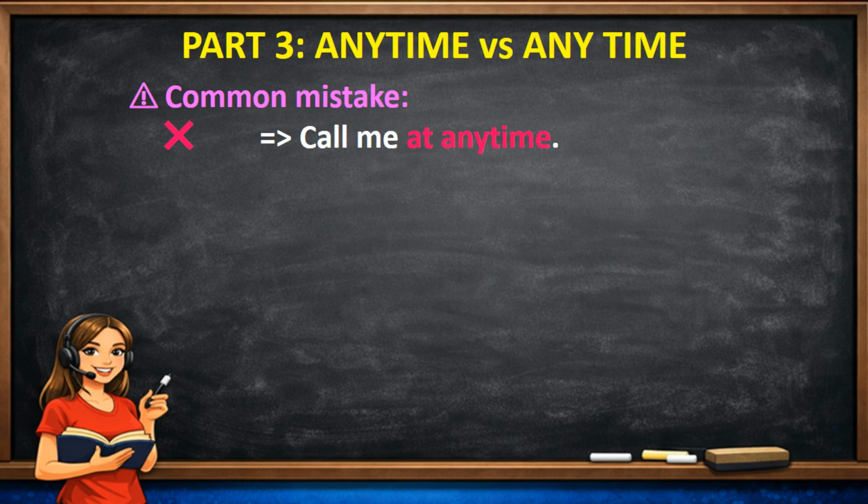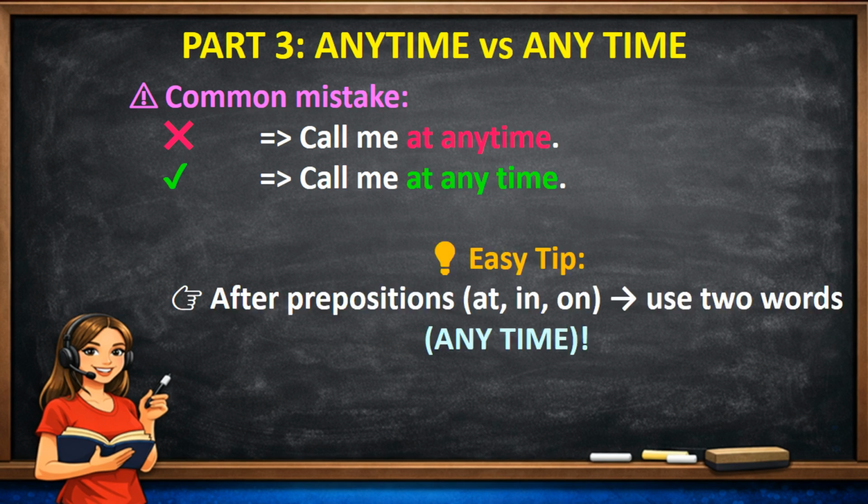Common mistake to avoid. Incorrect sentence, call me at anytime. It should be, call me at any time. Easy tip. After prepositions, such as at, in, on, etc., use two words or any time.